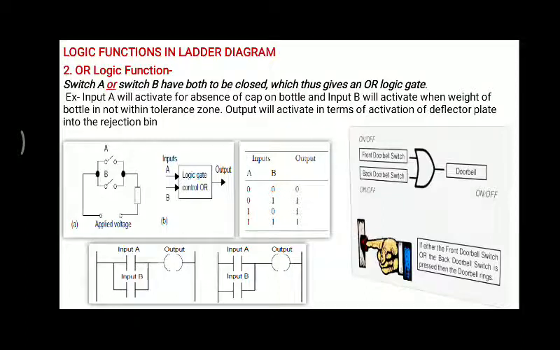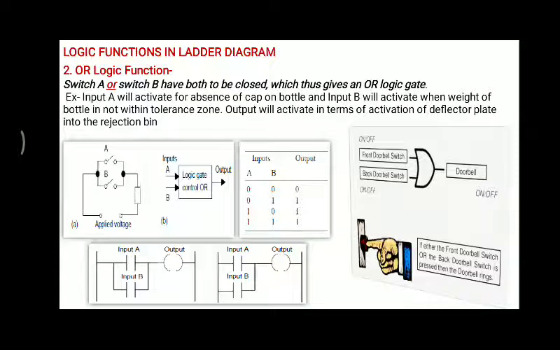The next type of logic function is the OR logic function, or another name is the OR logic gate. So what is the condition for this OR logic function? Switch A or switch B has to be closed, which gives an OR logic gate. So the meaning of this is what? One switch must be closed.